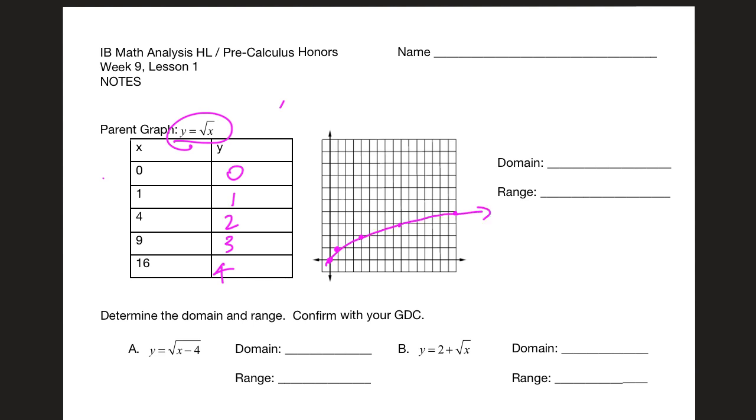Okay. And so from this picture, you can see that the domain, the smallest x value I can have is 0, and this goes on forever. And the smallest y value that I can have is 0, and this will keep going up, although I know it seems to be a lot slower, but forever. All right, so this is, again, the parent graph with its domain and range.